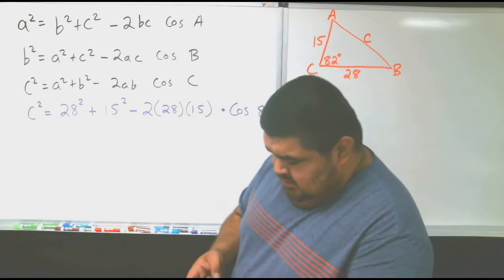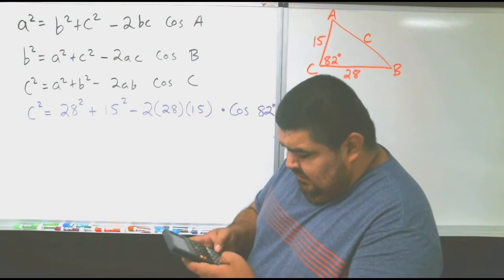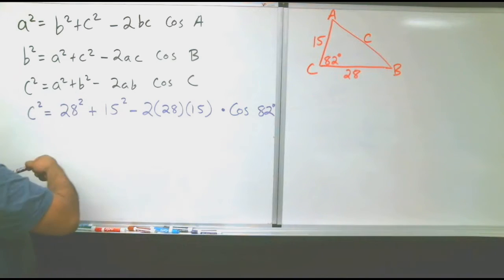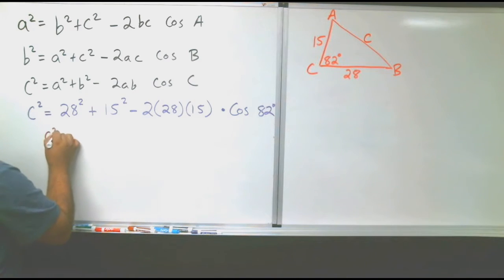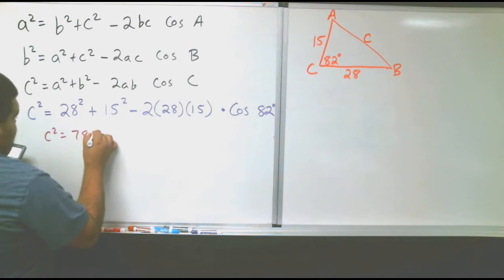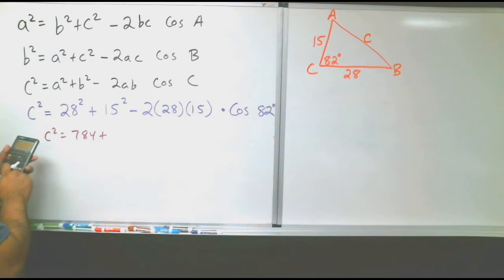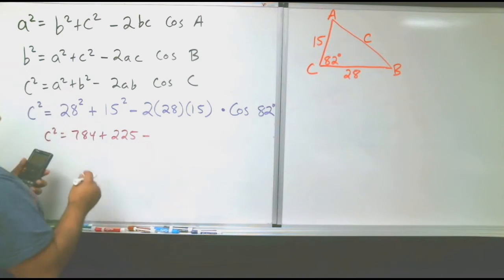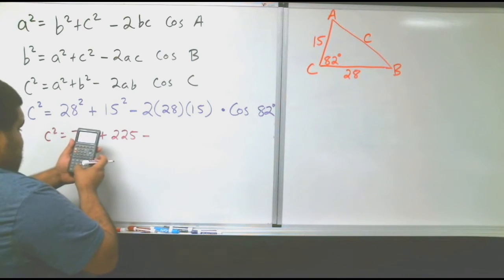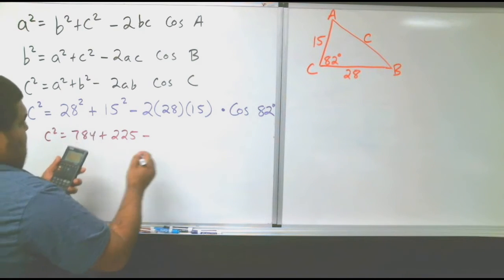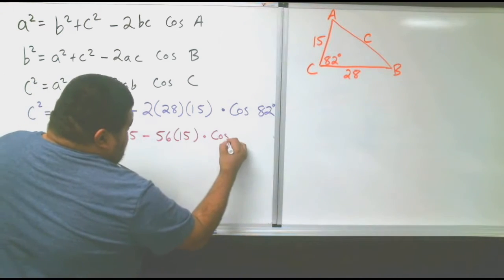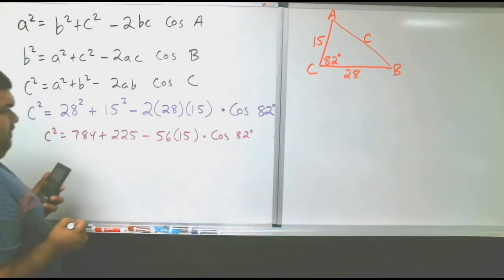So 28 times 28 is 784. So we have c squared equals 784 plus 15 times 15, 225, minus 2 times 28, which is 56, times 15 times cosine of 82 degrees. Okay?